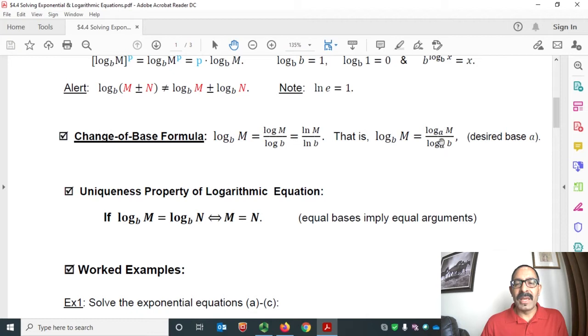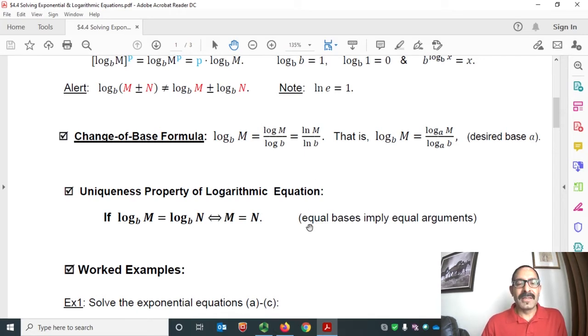If we pick a equals 10, then this becomes simply log m over log b, or if we pick a equals e, then this turns out to be ln m over ln b. I hope this change of base formula makes sense to you all.